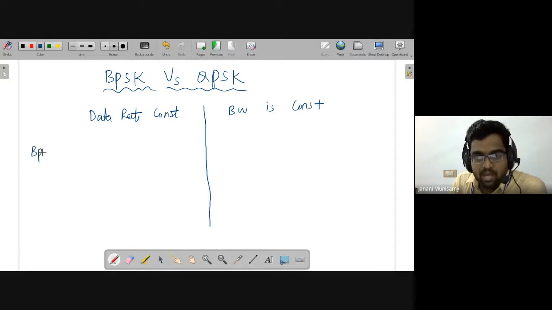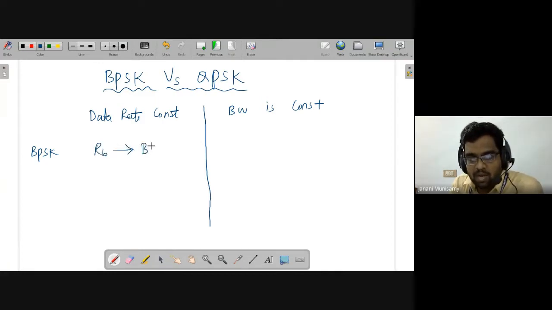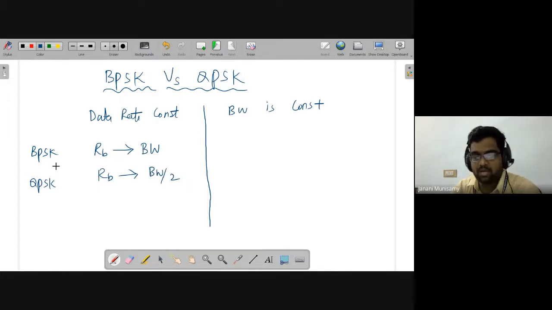In BPSK, suppose if data rate is constant, to transmit Rb data over a channel, we need bandwidth BW. Suppose if it is a QPSK system, to transmit the same data rate over a channel, we need only half of the bandwidth. Why? Because in case of QPSK, we are having 4 symbols. Each symbol will carry 2 bits. So that's why there is the reduction in the bandwidth.